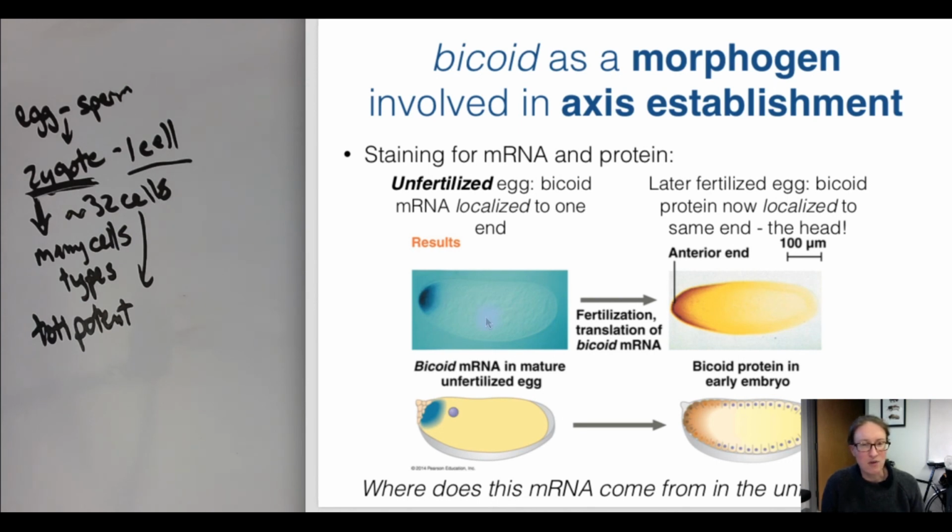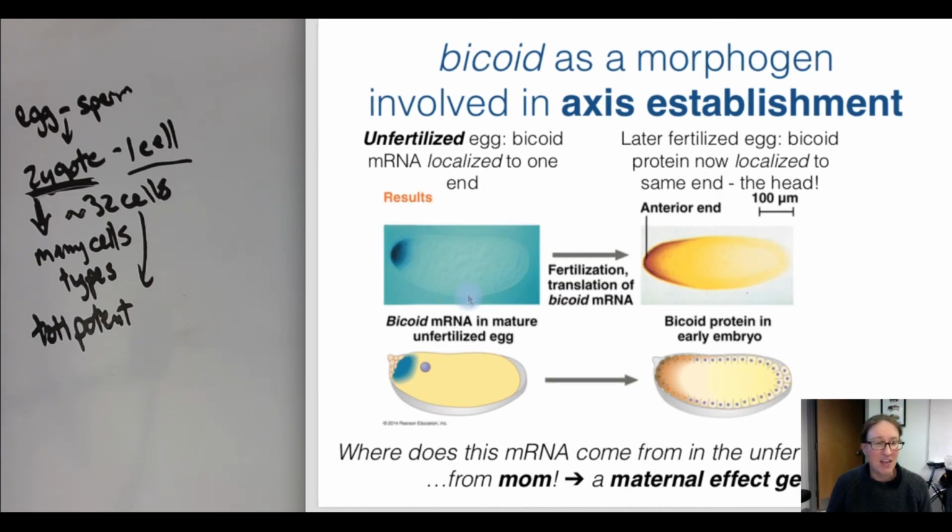And so then, if you track things later on, after the egg has been fertilized, then you can find bicoid protein that is also localized in the same location. And that location then develops into the head of the fly. So this leads to a question, which is, well, where's this mRNA coming from that's in this unfertilized egg? And that mRNA actually comes from that egg's mother.